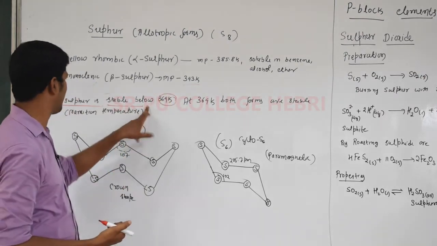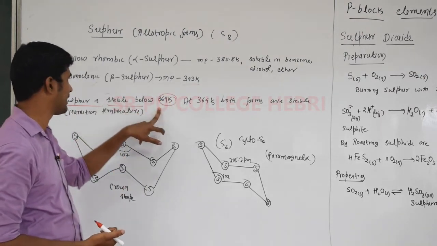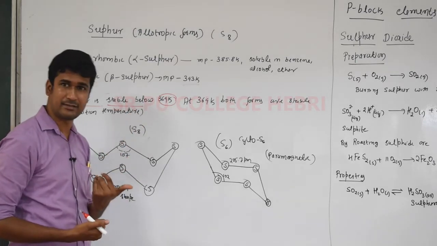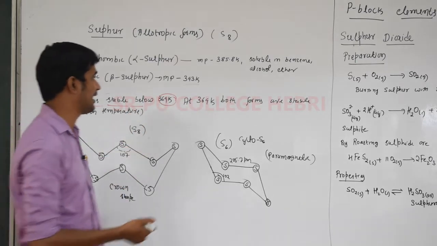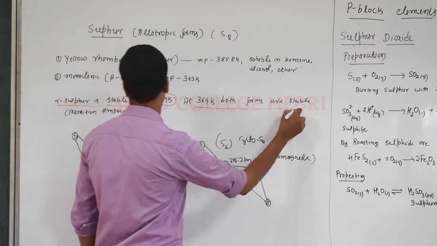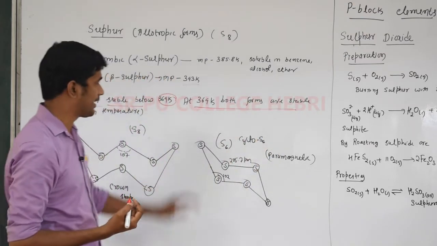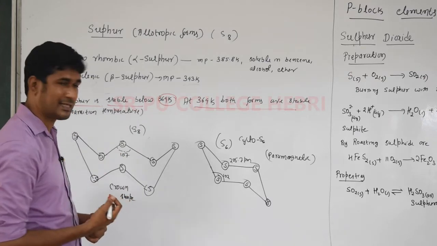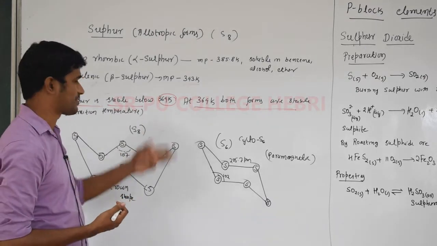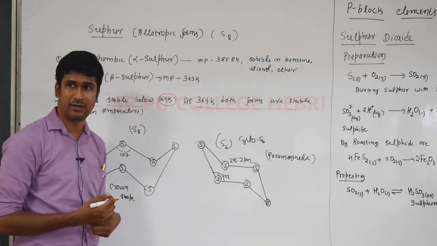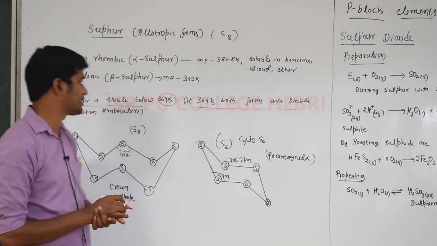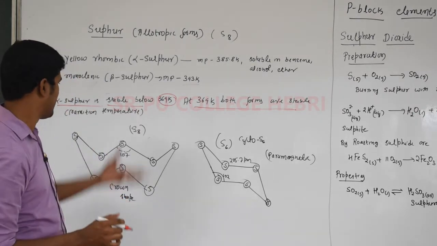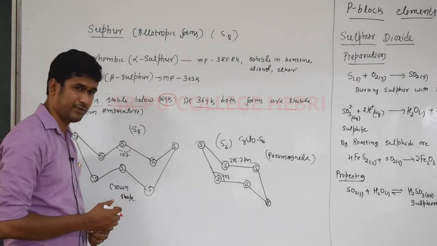Remember, alpha sulfur is stable below 369 Kelvin. So above 369 it turns into monoclinic. At 369 Kelvin, both forms are stable. So that temperature is known as the transition temperature. Transition temperature for the allotropic forms of sulfur is how much? 369 Kelvin. I have written the structures of sulfur.